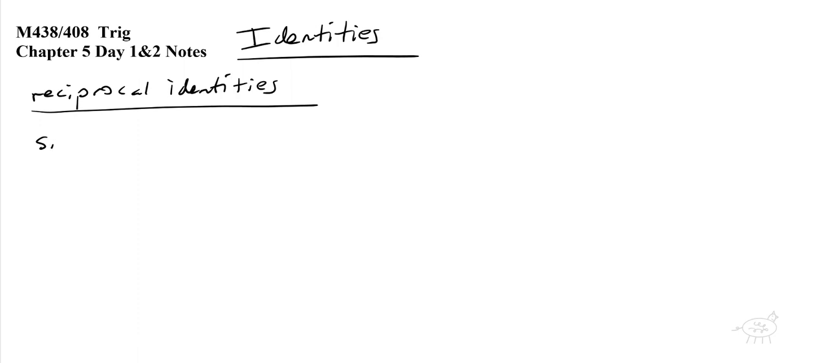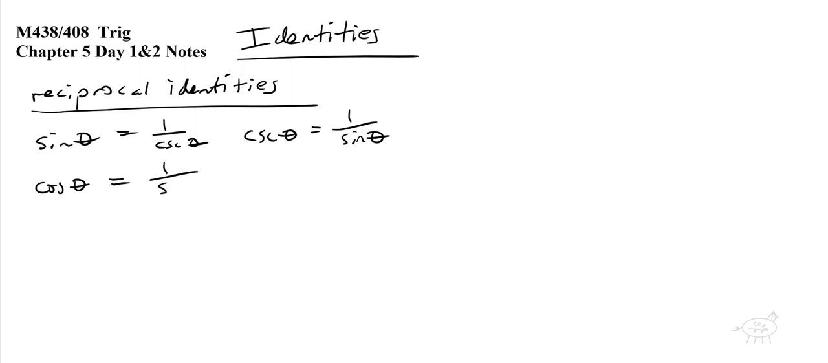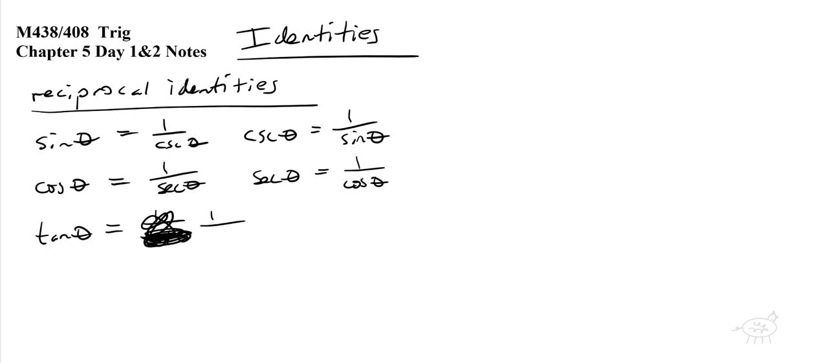Okay, so reciprocal identities are this. Sine of theta is 1 over cosecant of theta, right? Or you can also say cosecant of theta is 1 over sine of theta. Same thing, okay? And then, of course, cosine of theta is 1 over secant of theta, or secant of theta is 1 over cosine of theta. Or tangent of theta is 1 over cotangent of theta, or you can say cotangent of theta is 1 over tangent of theta. Okay, cool. So those are our reciprocal identities, pretty easy.